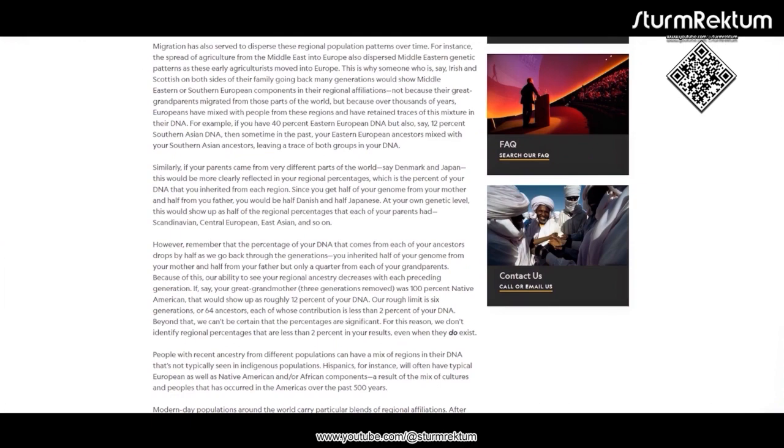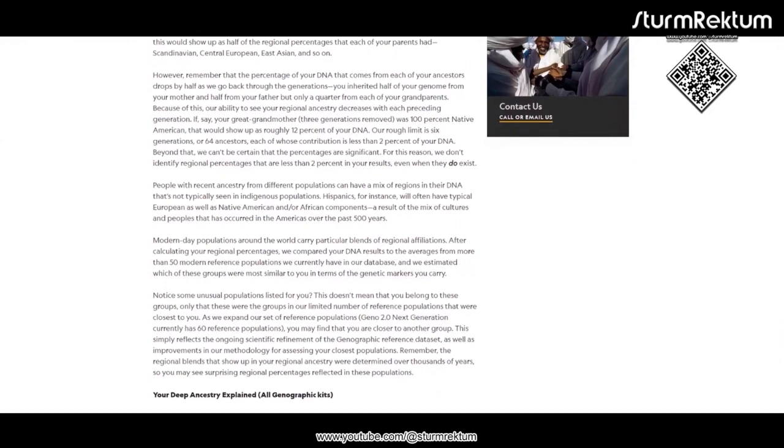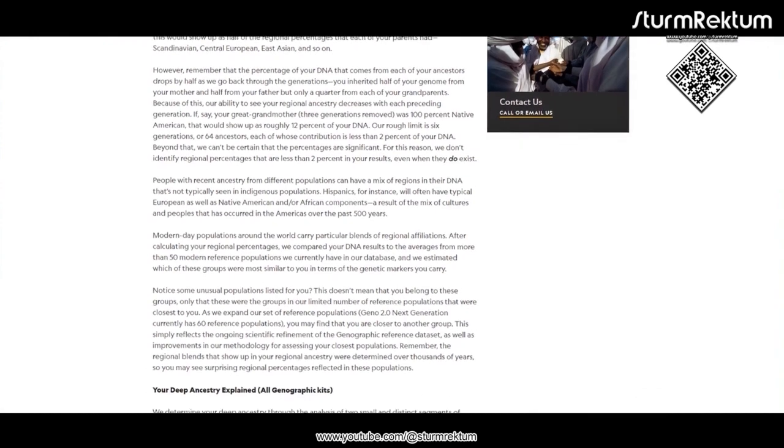5. Y-DNA and mtDNA testing. Y-DNA testing focuses on the Y chromosome and provides insights into paternal lineage, while mitochondrial DNA, mtDNA, testing examines the maternal lineage. These tests are often used for genealogical purposes.